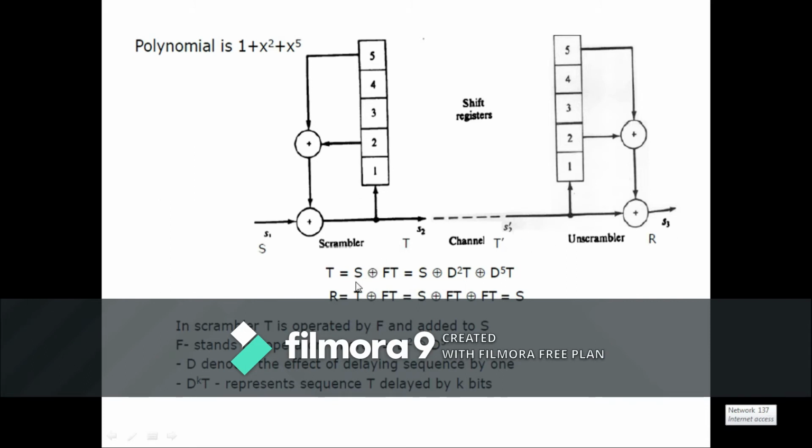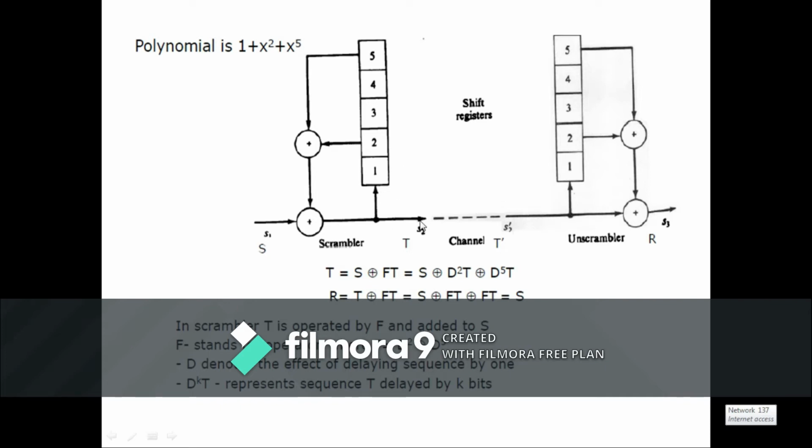Then T is equal to S modulo addition of F of T, where F of T is D squared T plus D raised to 5 T, meaning the data is shifted. Therefore T is S modulo addition of D squared T plus D raised to 5 T. That depends upon the number of shift registers; the highest power of this polynomial is 5.